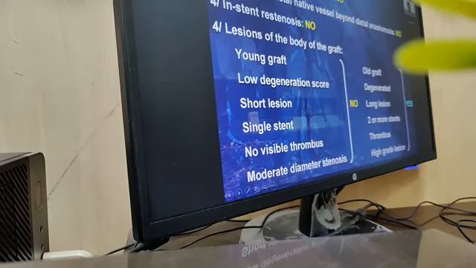When to use protection devices? For a lesion of the proximal anastomosis, there is no need. For a lesion of the very distal anastomosis, there is no need. For lesions of the body of the graft, such as old graft, degenerated graft, long lesion, 2 or more stents, thrombus, or high-grade lesion, this is where you have to use protection devices, and you should know how to use them very well. If you are not fully aware of it, take help of a colleague who has used it, because finally, most important is the safety of the patient. Whenever you do angioplasty, I tell all the young angioplasty operators: safety first, success second. But of course, the combination of safety and success is required for interventional cardiologists.